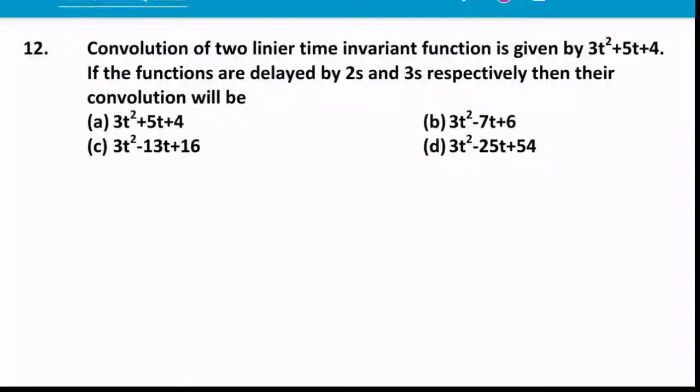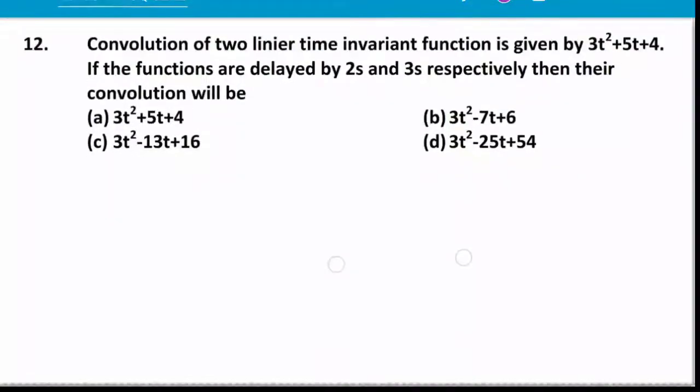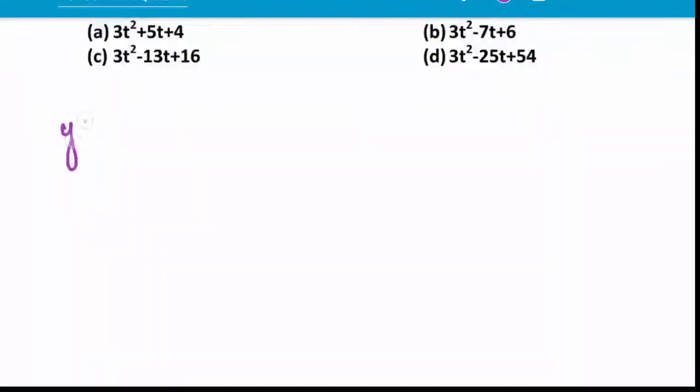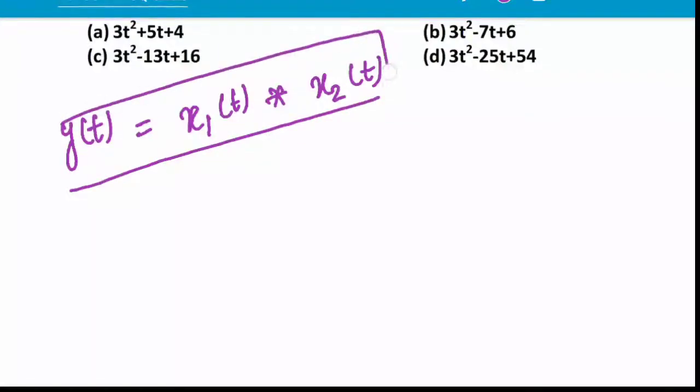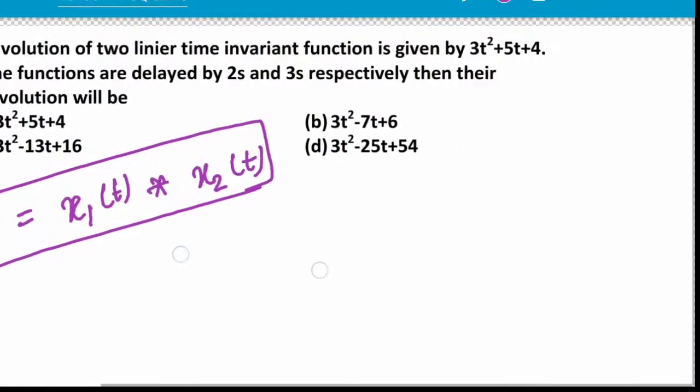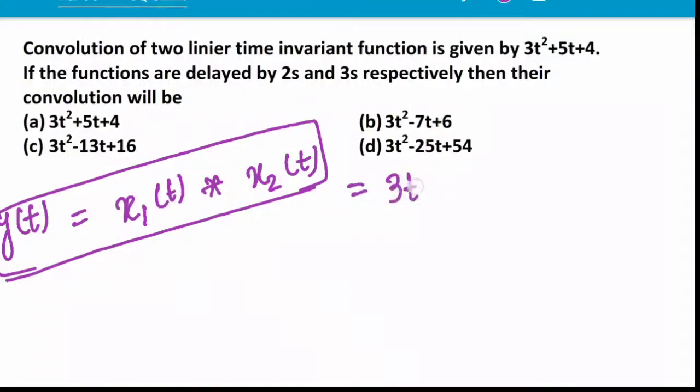The convolution of two linear time invariant functions is given by 3t square plus 5t plus 4. If the functions are delayed by 2 seconds and 3 seconds respectively, then what will their convolution be? So here, suppose y(t) is a function which is the convolution of x1(t) and x2(t). This is the convolution given, and this is given as 3t square plus 5t plus 4.